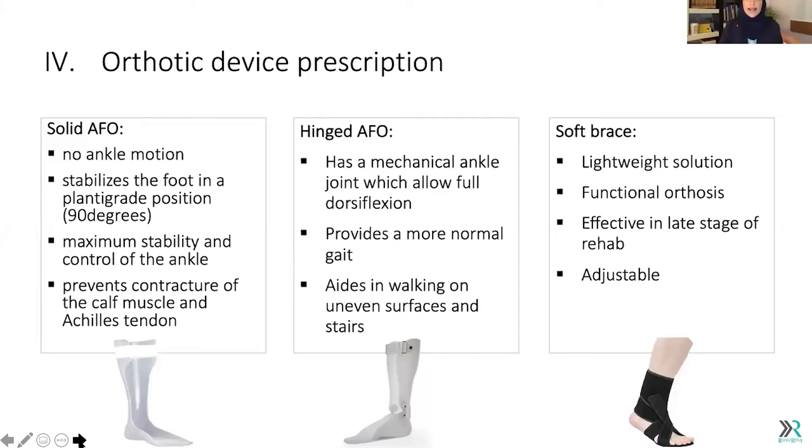The second type is hinged AFO. Hinged AFO has a mechanical ankle joint, as it's shown. And this joint allows free ankle movement and full dorsiflexion during walking, so it provides a more normal gait. And this AFO aids in walking on uneven surfaces and aids in climbing stairs.